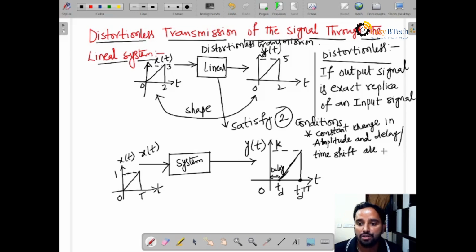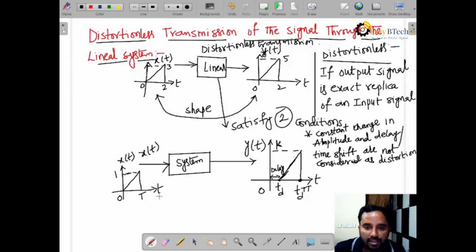So these two are not considered as distortion. They are not taken as distortion. Distortion means only the shape of the signal is different with respect to input. So if amplitude is increased or decreased, or the output comes late, these are not considered as distortion. So we go by these points.